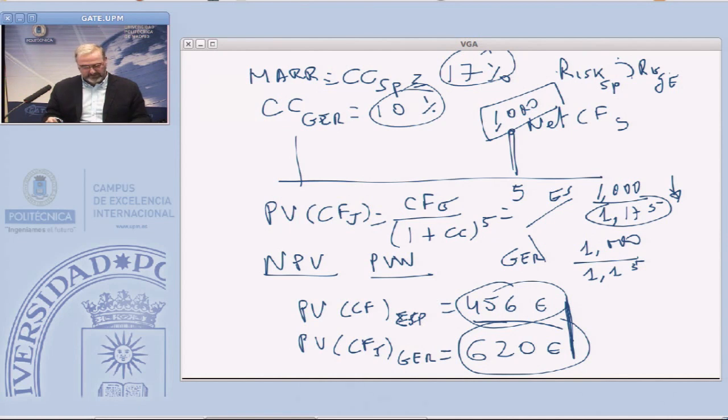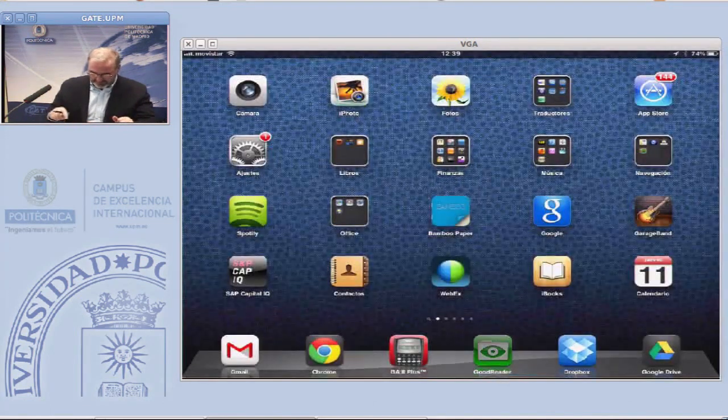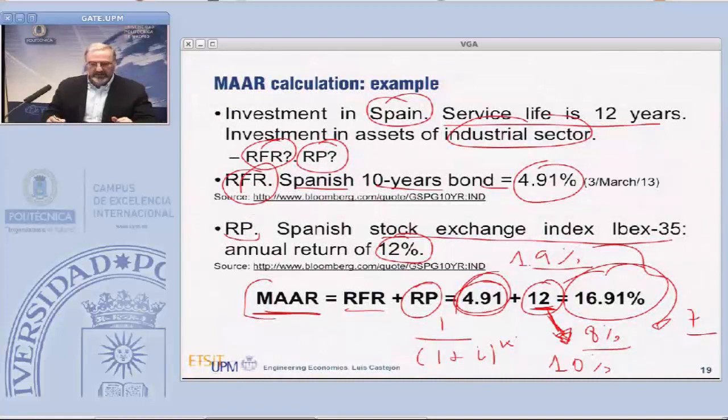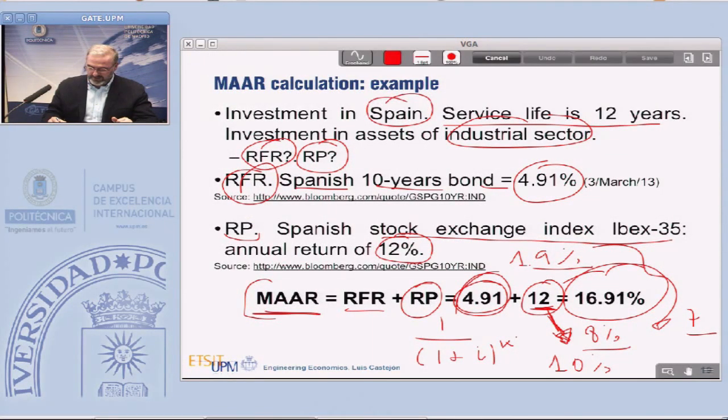So I hope this explanation clarifies your doubts or your understanding about cost of capital and the net present value effect of investment. Let me know if you have any question. We continue, coming back to the presentation.